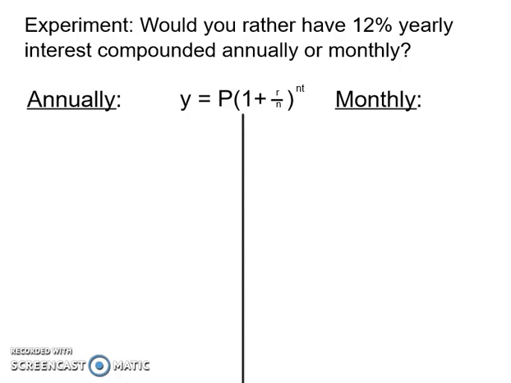So again, I'm just going to write annually is once and monthly is 12 times. Well, let's set up our formulas and see if we can notice some differences here. So again, generally, the bank account Y is going to be equal to our principal amount P times 1 plus our interest rate as a decimal divided by the number of times it's getting compounded per year, raised to that times the amount of years.